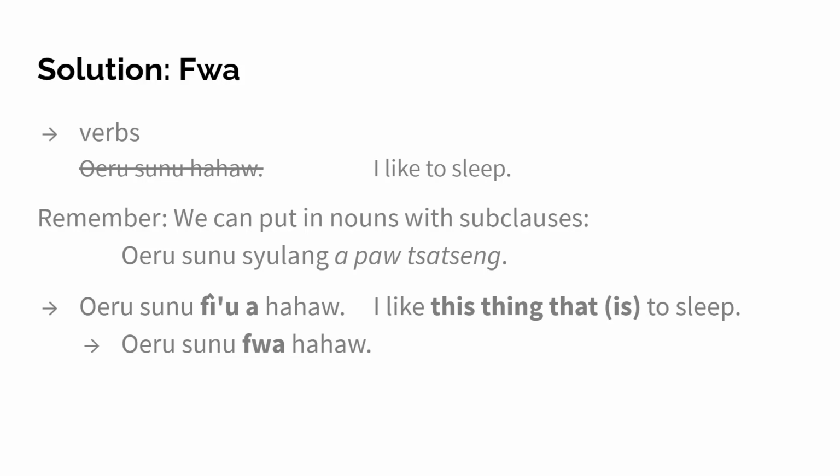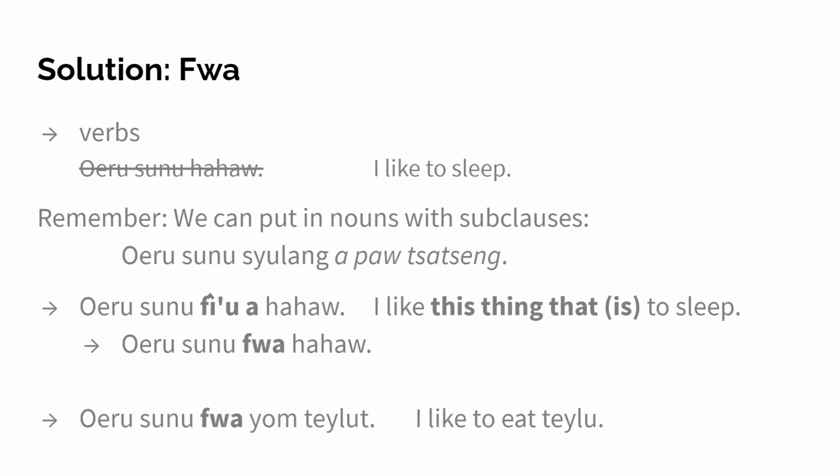And we can do it with the other example we had too. So, weru sunu foi yom teilud. I like to eat teilu. That's the short version of weru sunu feu a yom teilud. I like to eat teilu. So all we basically did is we took the thing that we cannot put into a noun slot, our verb phrase, and we put it into a subclause. That subclause we put onto a noun, onto a dummy noun that doesn't really have a meaning in this case. We don't really need it for a meaning. We just needed to put it into a noun shape and get it into the noun slot.